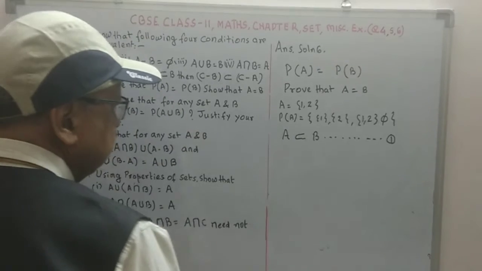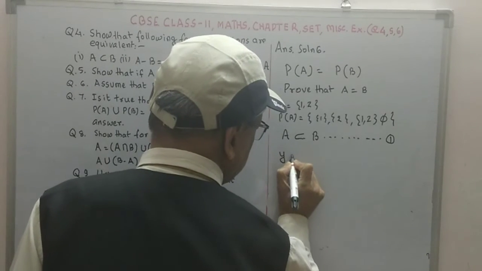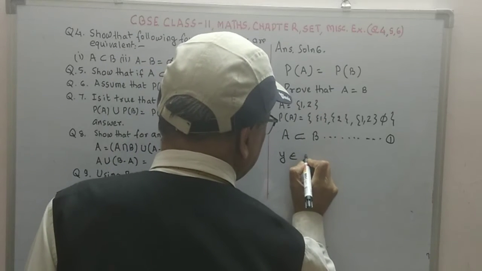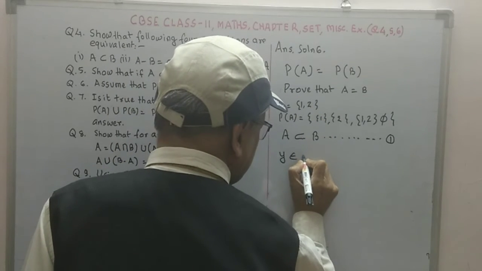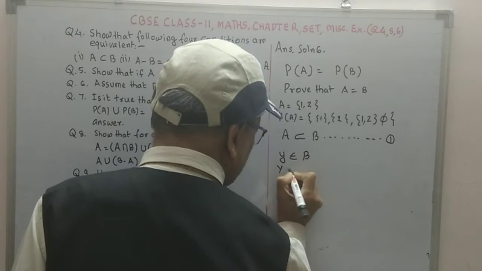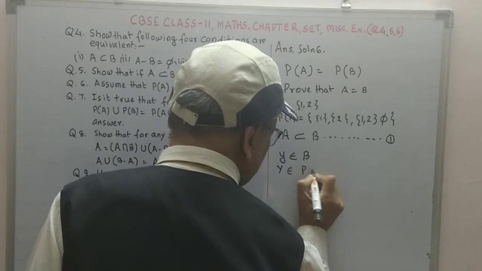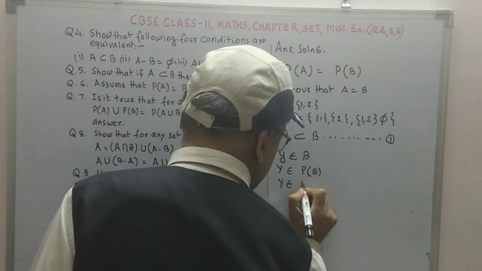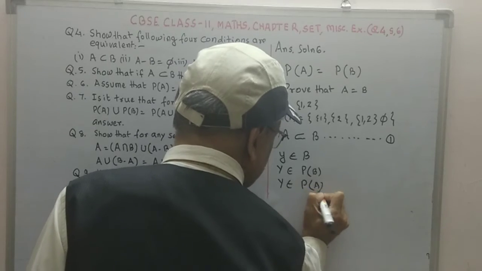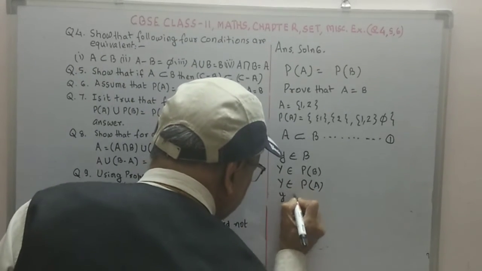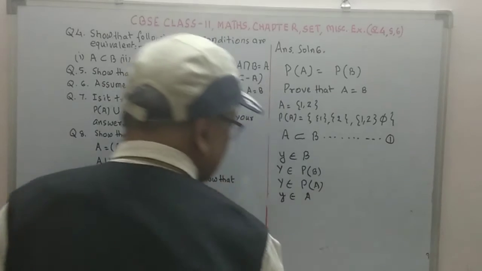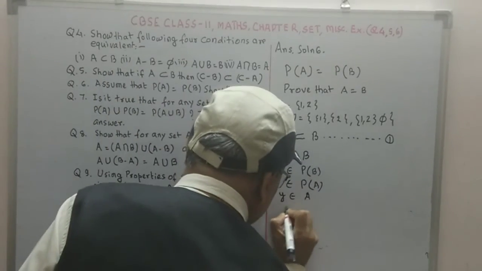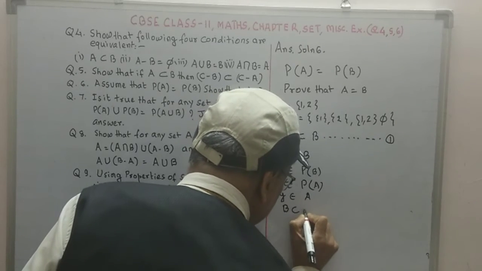Now second is, suppose y belongs to B. So capital Y belongs to power set B. And capital Y also belongs to power set A, because power set A is equal to power set B. So small y belongs to A. Small y belongs to B, small y belongs to A. So we say B is a subset of A.